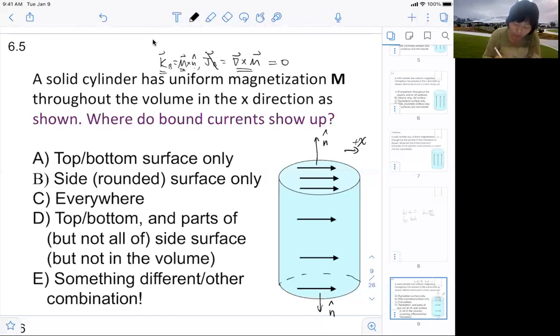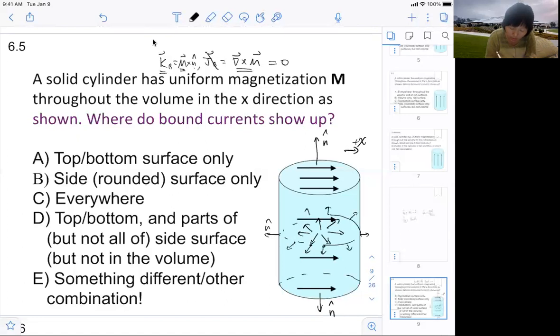What about the barrel? The barrel is the side, and you can see that the side n hat is pointing in different directions as you go around the side. This is a cylinder, and n hat is basically pointing in the s hat direction. No matter where you go, the surface vector is always perpendicular to the surface, but it's always changing directions. So I can try to draw a few different n hats. If you're here, this is your n hat. If you're here, this is your n hat. If you're here, this is your n hat.